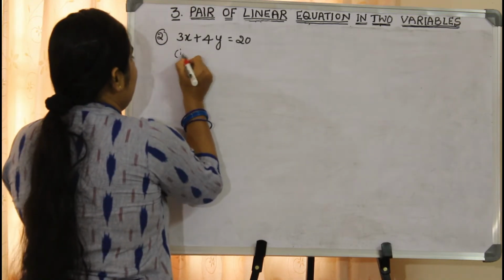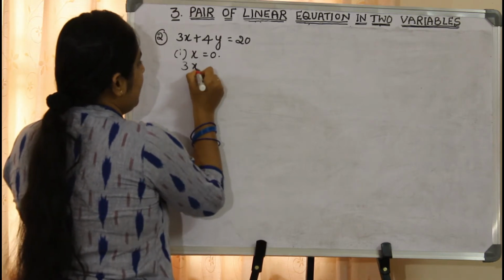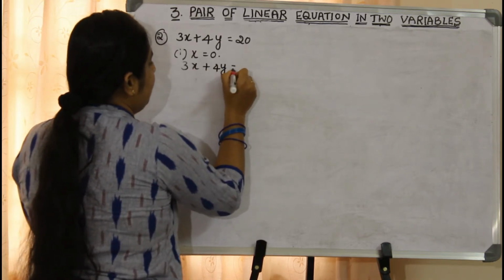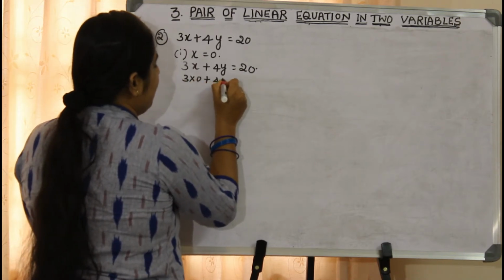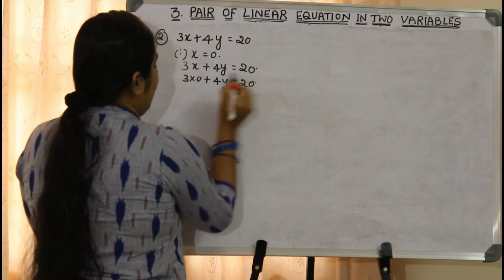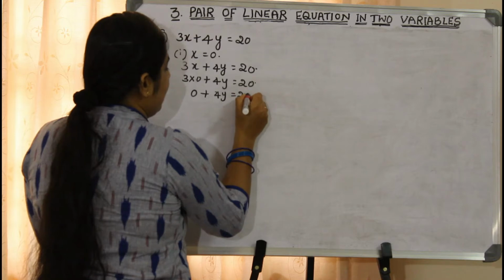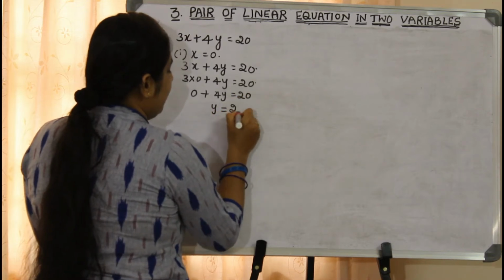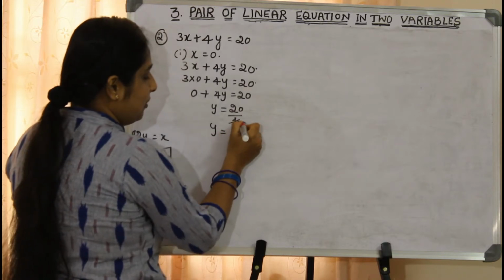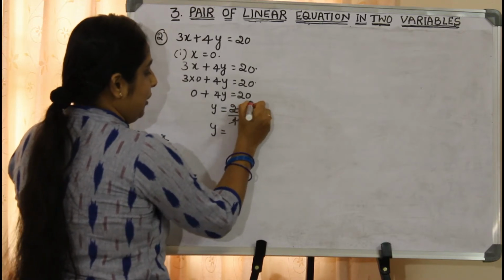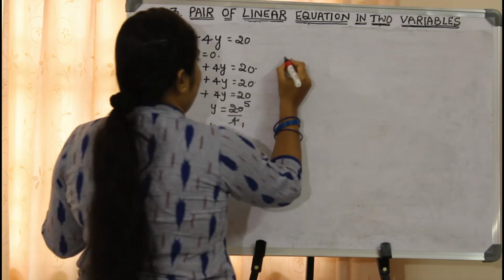First one again. Let us take x is equal to 0. Then this will become 3x plus 4y is equal to 20. So 3 into 0 plus 4y is equal to 20, and 0 plus 4y is equal to 20, and y is equal to 20 by 4, and y is equal to 5, since 4 fives are 20. So we have got y is equal to 5. So this is one value.